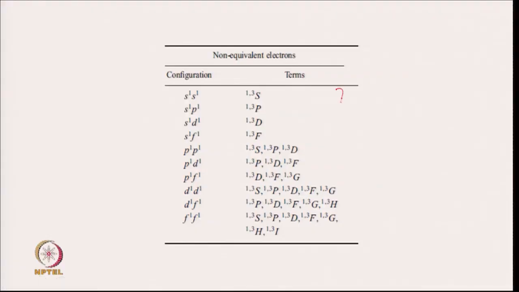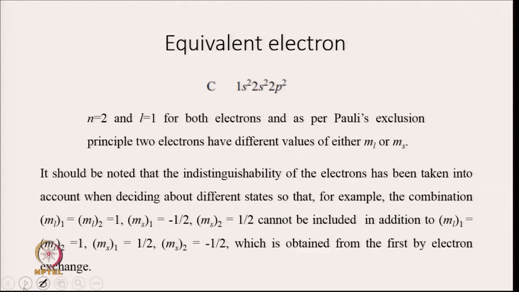So you can go and practice a bit on these configurations, and their terms are given here. One electron in an S orbital and another electron in another S orbital, then you will get 1S and 3S. So these are the different terms for different configurations. For S1, D1 you have 1D and 3D. S1, F1 gives 1F and 3F. So these things you can practice. It is not that difficult, you just need to understand the concept. Now we'll go to equivalent electrons.